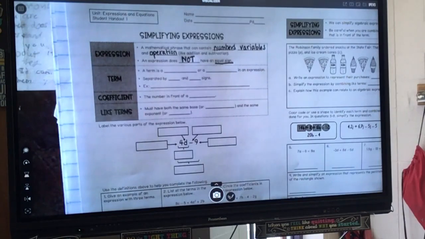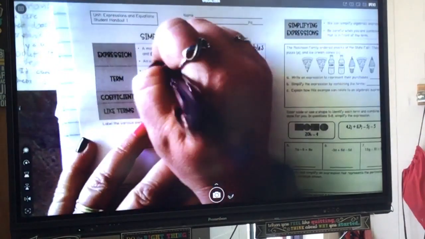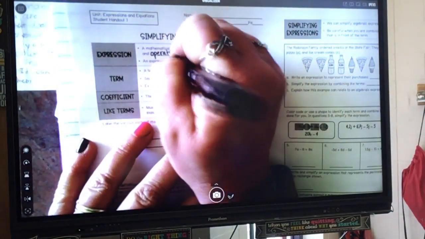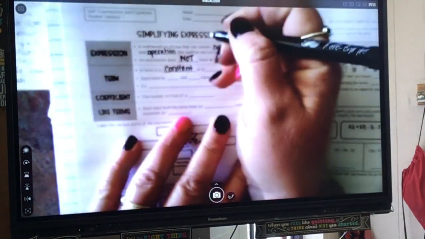All right, a term is a constant or a variable.